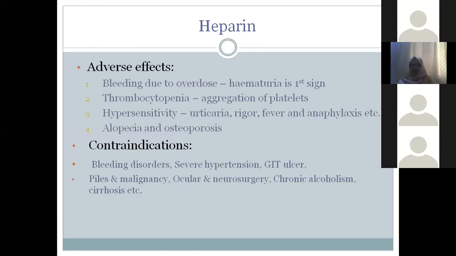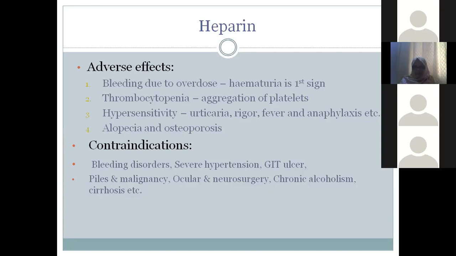Thrombocytopenia, that is aggregation of the platelets. Thrombocytopenia will occur because platelets are being utilized. Hypersensitivity: urticaria, rigor, fever and anaphylaxis. Every medication has an allergic reaction. Alopecia and osteoporosis. Contraindications include bleeding disorders, severe hypertension, GI ulcers.